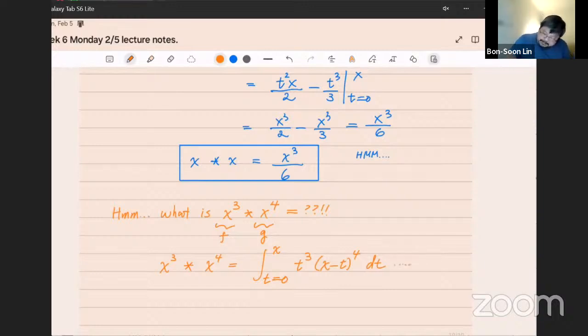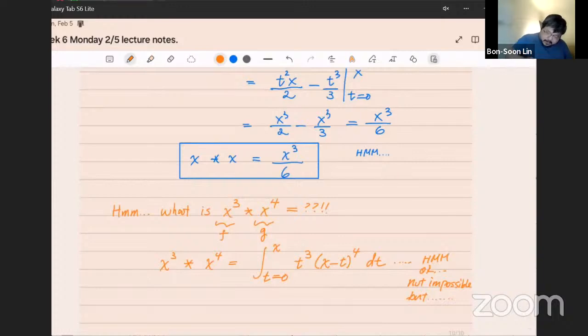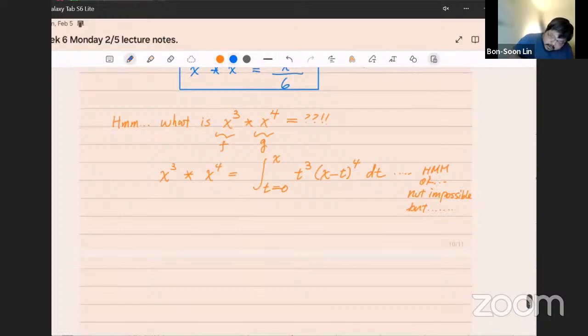Not impossible, but I kind of don't want to do it, right? But of course, you can do it. So we're going to figure out a smarter way to do this. Okay. We can do it smartly, by another theorem, shall we say.